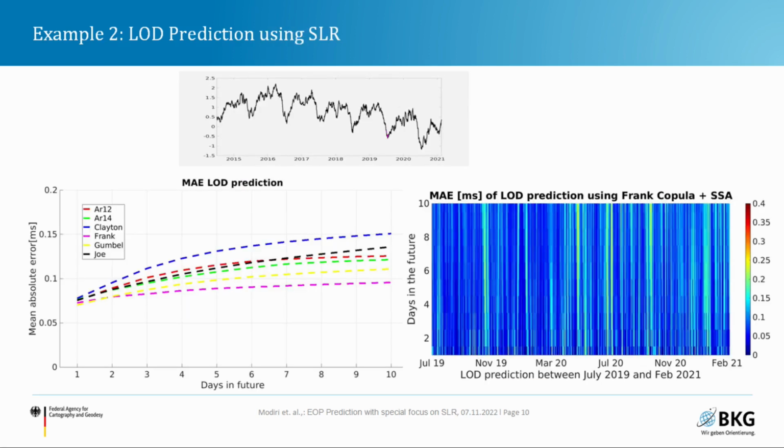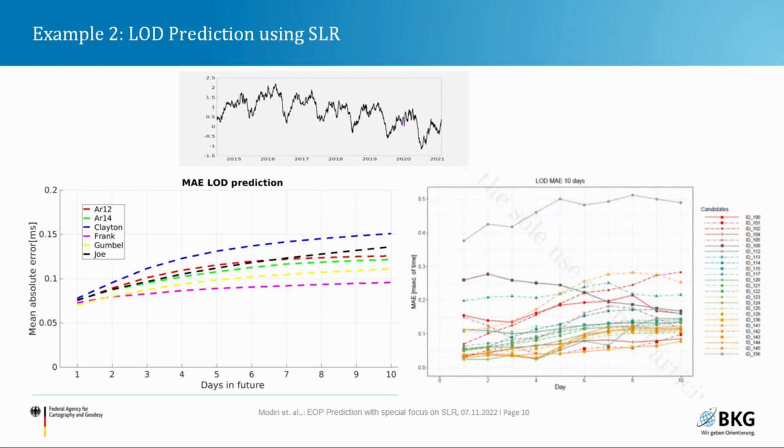And again, this is also an animation, which shows the red color, and the black is the reference point. And I also studied different copula methods in order to find the best model which can fit the LOD. And here this one is a combination of the SSA and copula, which shows better performance compared to the others, and is still lower than 0.1 millisecond per day. And I compare it here with the EOP PCC, and you can see it's also lying somewhere here.